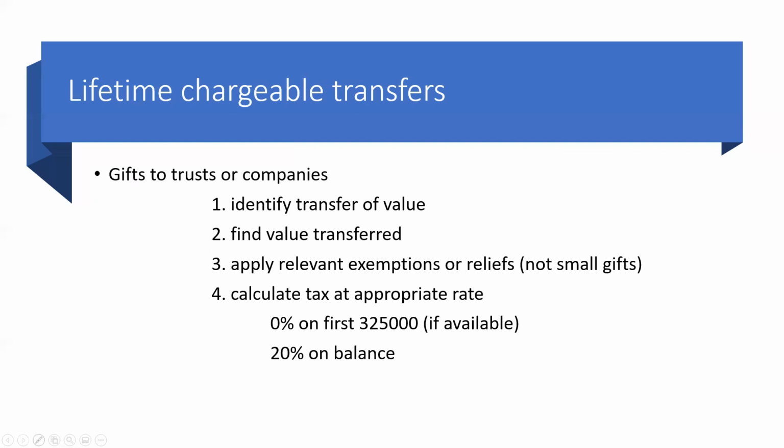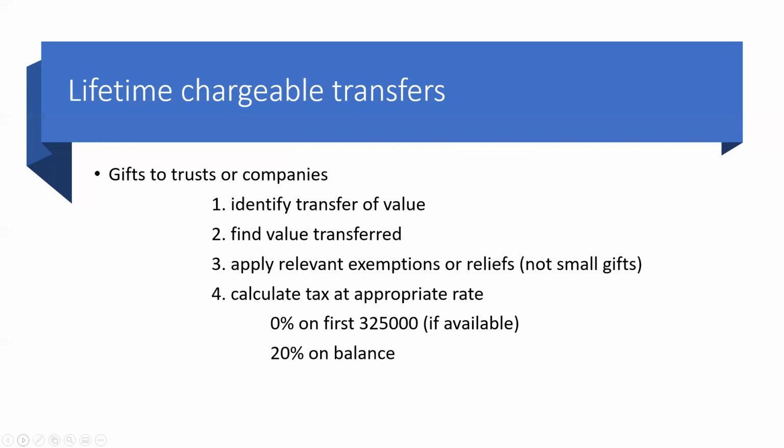So unless you've made any lifetime chargeable transfers within the last 7 years, if you've made a PET within the last 7 years, that wouldn't have used up the nil rate band, would it? Because you haven't charged it to tax yet. So it would only be if there'd been a lifetime chargeable transfer in the previous 7 years that the nil rate band would have been eaten up. If there was no lifetime chargeable transfer, that £325,000 would be available.